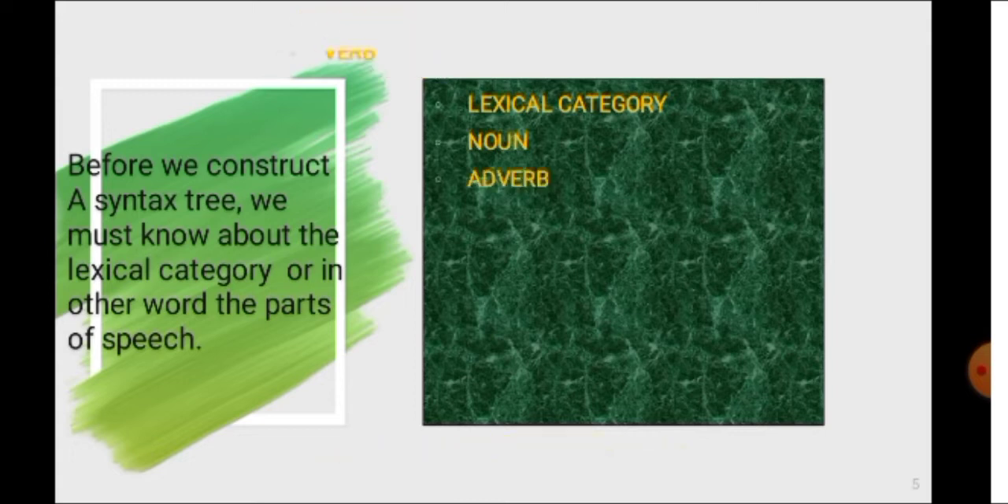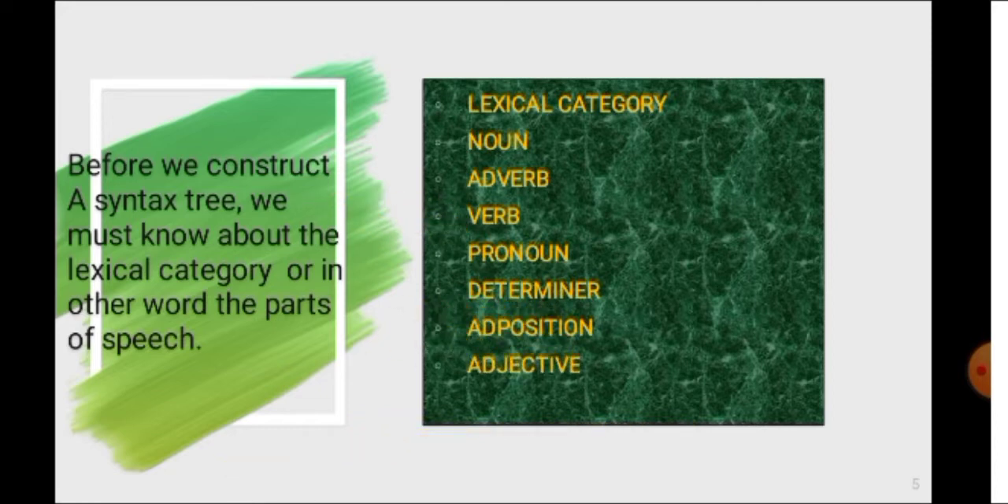Before we construct a syntax tree, we must know about the lexical category, or in other words, the parts of speech. These are the lexical categories. Noun is a word that names something such as a person, place, thing, or idea. Adverb is a word that modifies or describes a verb. Verb is an action word, and pronoun is a word that takes the place of or substitutes for a noun.